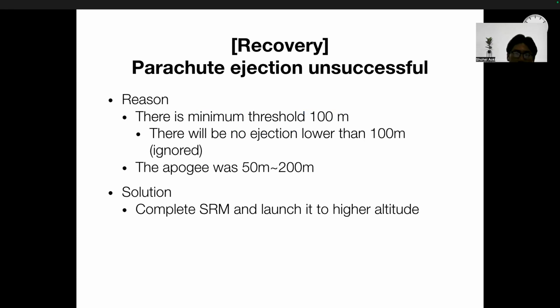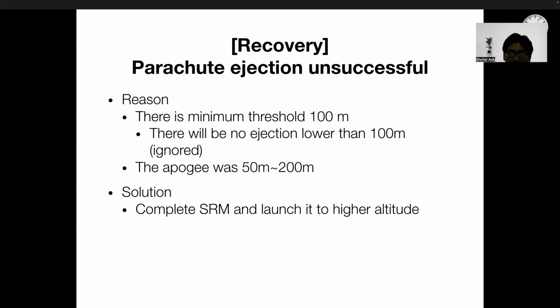However, because of the SRM explosion, I think it just went up to, let's say, 100 meters. The recovery team had a mechanism to ignore altitudes less than 100 meters, meaning they are not supposed to eject the parachute at an altitude less than 100 meters. This is a safety measure to avoid accidental firing of the parachute.